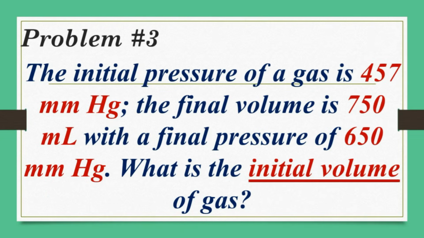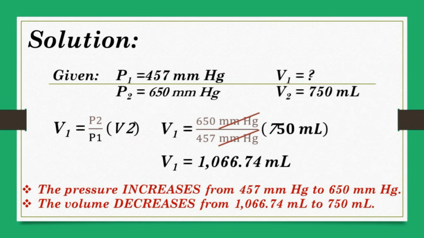Finally, we have problem number 3. The initial pressure of a gas is 457 millimeters of mercury. The final volume is 750 milliliters with a final pressure of 650 millimeters of mercury. What is the initial volume of gas? 457 millimeters of mercury is the initial pressure or P1. 650 millimeters of mercury is the final pressure or P2, and 750 milliliters is the final volume or V2. Initial volume or V1 is unknown.